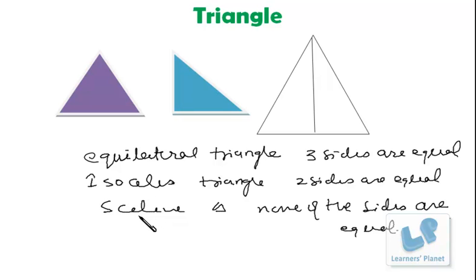But in every case, the sum of the angles will be 180 degrees. Suppose we talk about any triangle ABC, whether it is an equilateral triangle, an isosceles triangle, or a scalene triangle, the sum of the angles will be 180 degrees only. So angle A plus angle B plus angle C will be 180 degrees. There is another classification also if we talk about triangles, that is acute angle triangle, obtuse angle triangle, and right angle triangle. So let's discuss that.